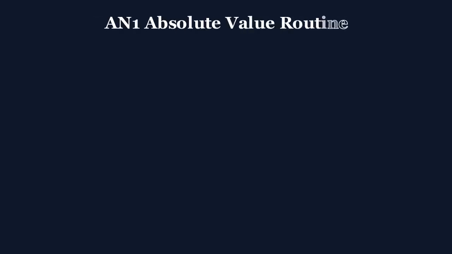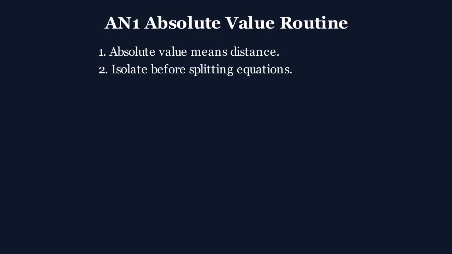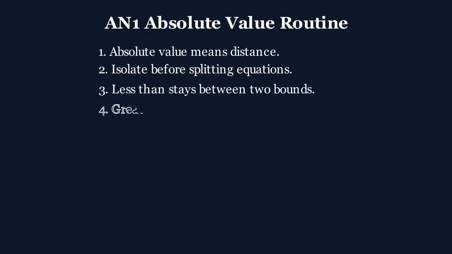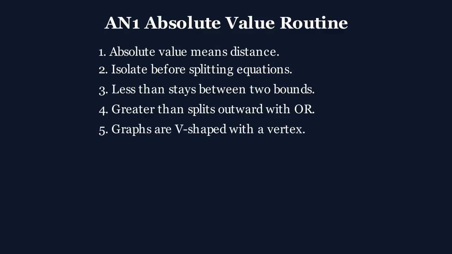Great work! That's 10 examples on absolute value. Remember the main idea. Absolute value is distance. For equations, isolate the absolute value first, then split into two cases. For less than inequalities, keep the solution between two bounds. For greater than inequalities, split outward with or. And when graphing, use the vertex and the V shape.